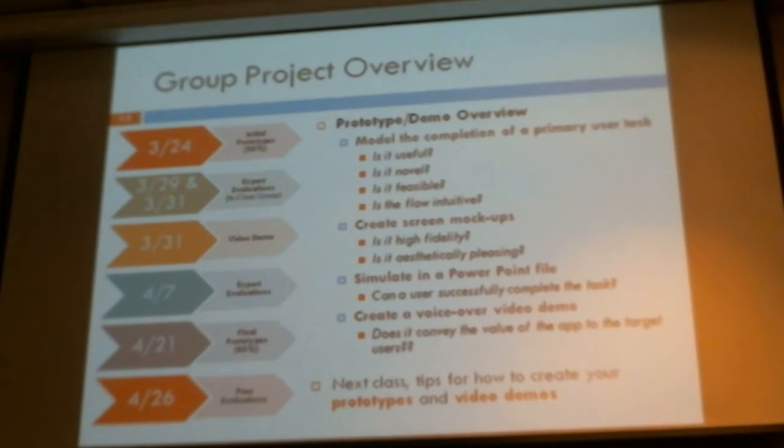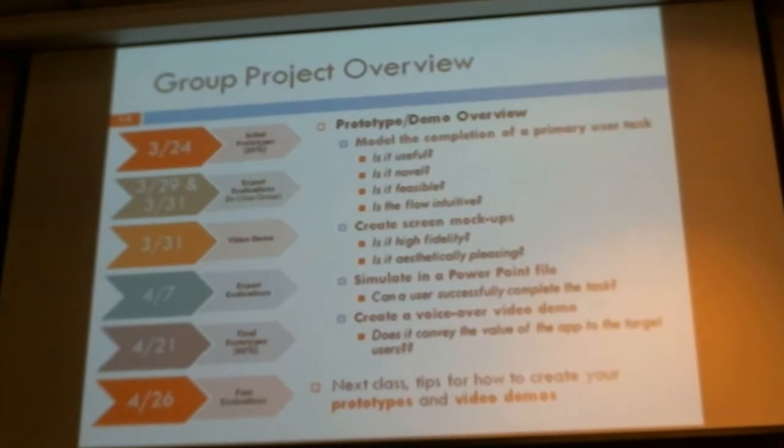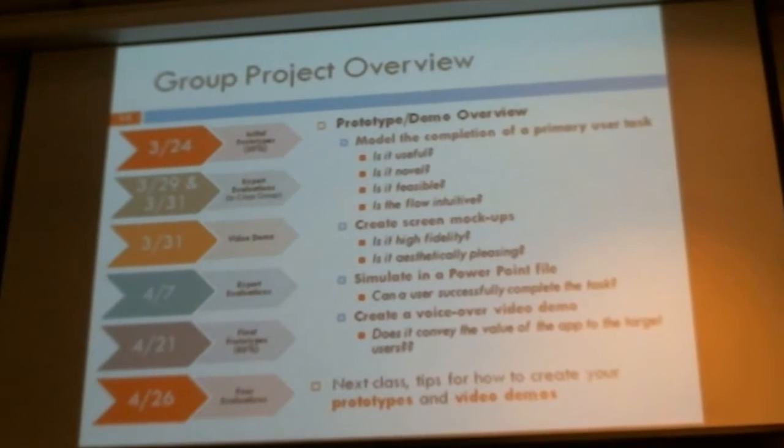So some high-level details about your prototype and the demo overview is you want to model the completion of a primary user task, okay? So again, this is very user-centric. What would a user use your app for? What is like one of the main purposes of your app that adds value to the user? So what are some of the tasks that you should not model?